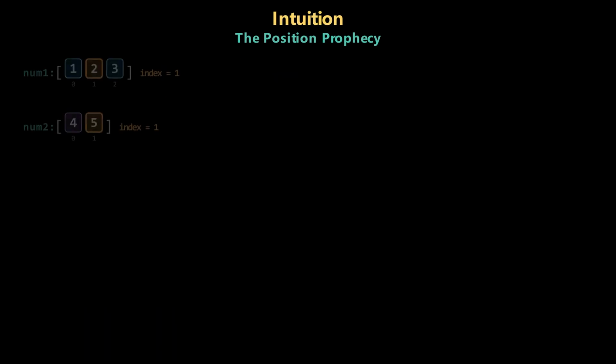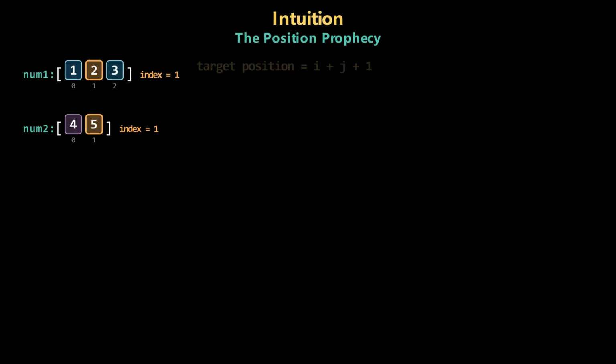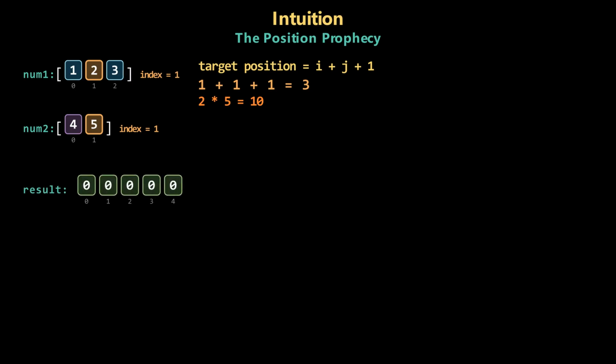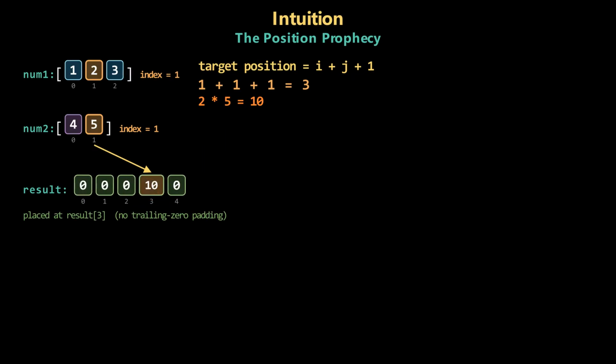Here is our massive paradigm shift. We don't need to append trailing zeros to mimic place value columns. The placement is entirely deterministic. Whenever you multiply a digit at position i from the first string with a digit at position j from the second string, their mathematical place values guarantee that their product belongs exactly at index i plus j plus 1 in our destination list. We can map every cross-multiplication combination directly to its final destination bucket.